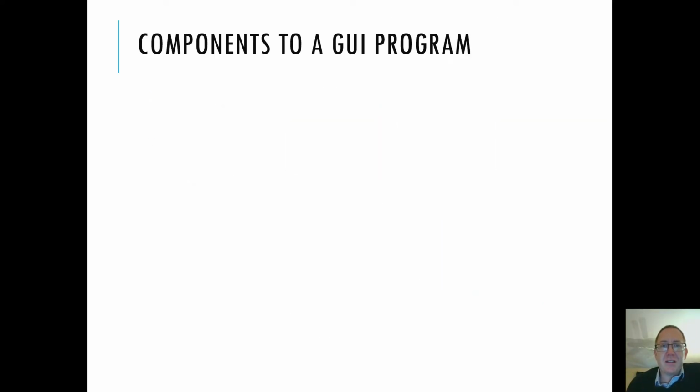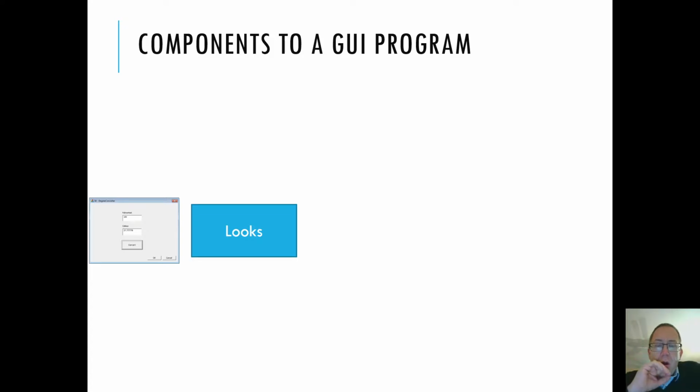So let's dive into it. What normally we have with the GUI is a bunch of looks, right? How does it look on the screen? Whether it's a Mac or a Windows machine, it looks different, right?